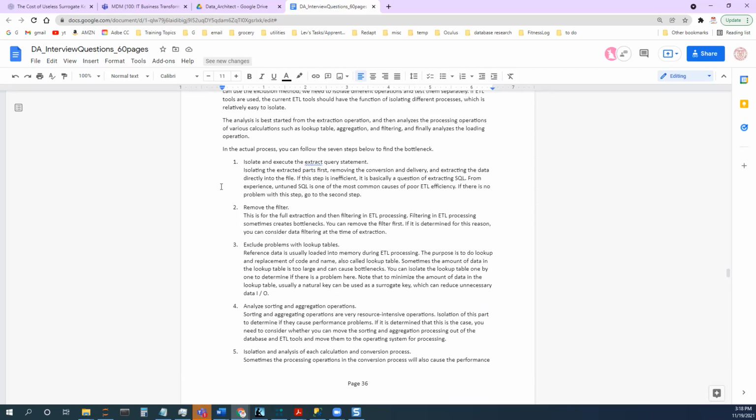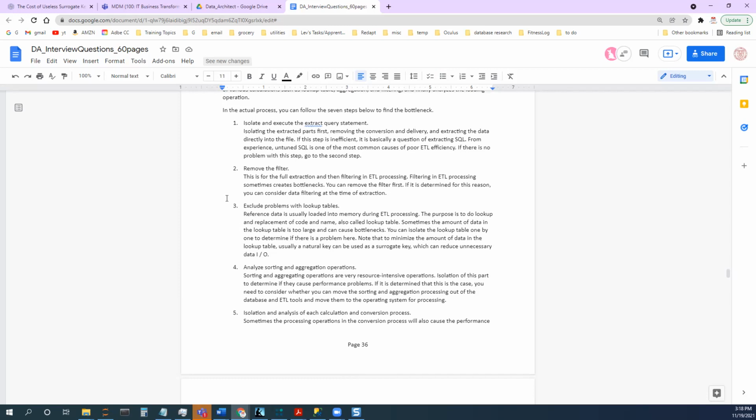Remove the filter. This is for the case of full extraction and then filtering in ETL processing. Filtering in ETL processing sometimes creates bottlenecks. You can remove the filter first. If it is determined to be the cause, you can consider data filtering at the time of extraction.